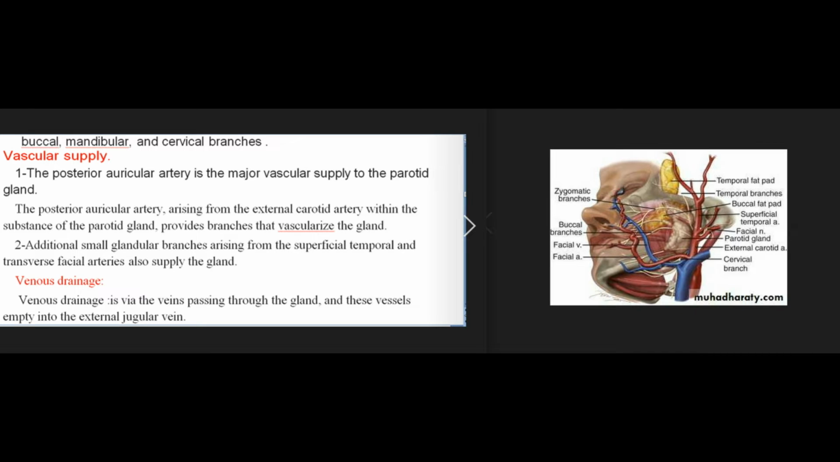Vascular supply. 1. The posterior auricular artery is the major vascular supply to the parotid gland. The posterior auricular artery, arising from the external carotid artery within the substance of the parotid gland, provides branches that vascularize the gland. 2. Additional small glandular branches arising from the superficial temporal and transverse facial arteries also supply the gland. Venous drainage. Venous drainage is via the veins passing through the gland, and these vessels empty into the external jugular vein.